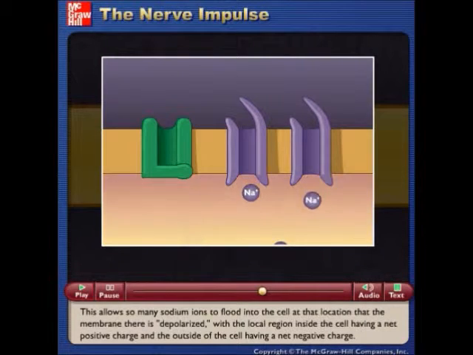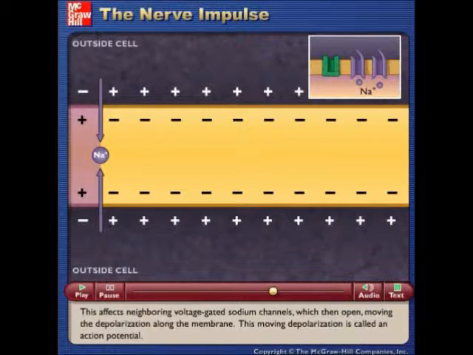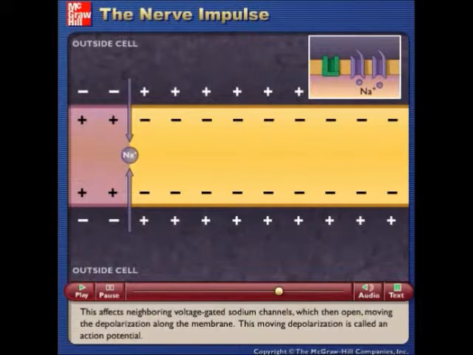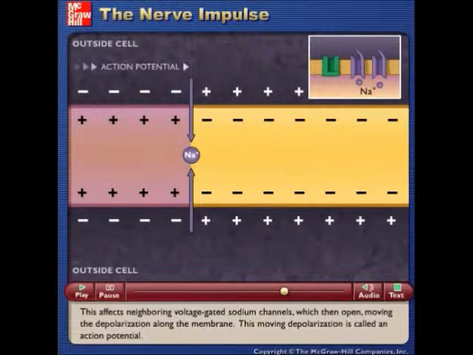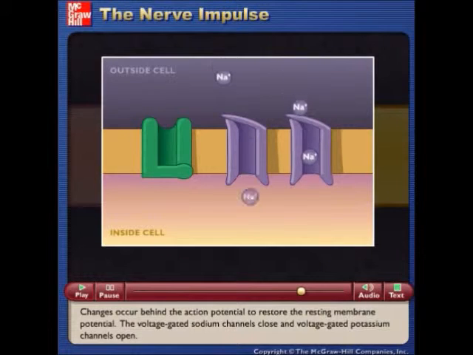with the local region inside the cell having a net positive charge and the outside of the cell having a net negative charge. This affects neighboring voltage-gated sodium channels, which then open, moving the depolarization along the membrane. This moving depolarization is called an action potential. Changes occur behind the action potential to restore the resting membrane potential. The voltage-gated sodium channels close and voltage-gated potassium channels open.